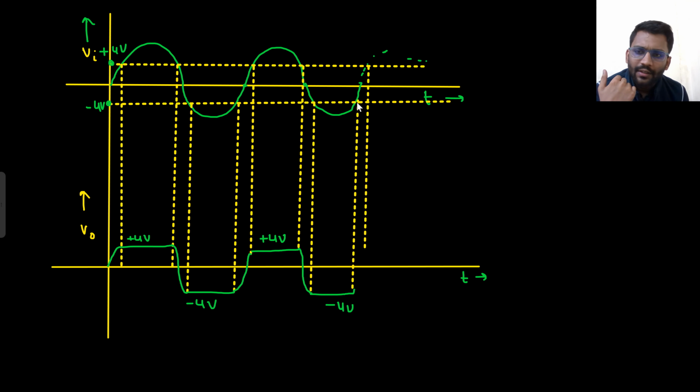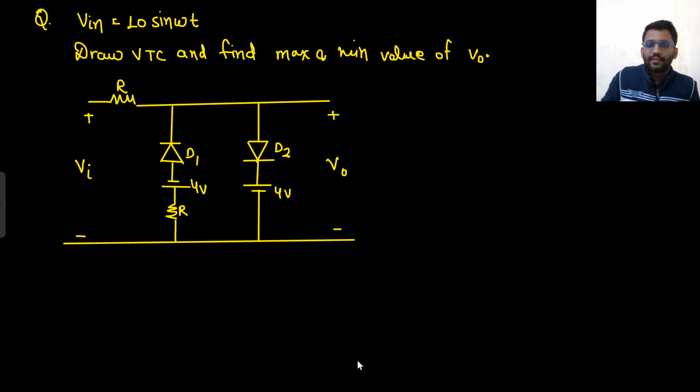Then again between minus 4 to 4 it will follow the input, and then again it will follow the input, and again it will be plus 4 only. So that's how the graph will go. Okay, that's how the graph will go. Well and good. Let's move on to this question.